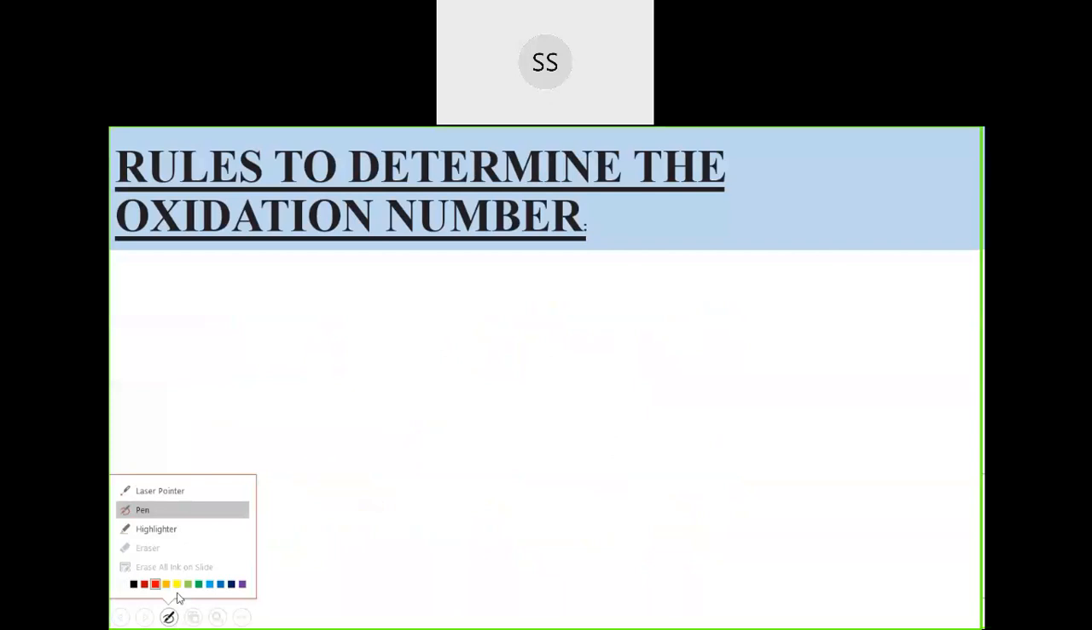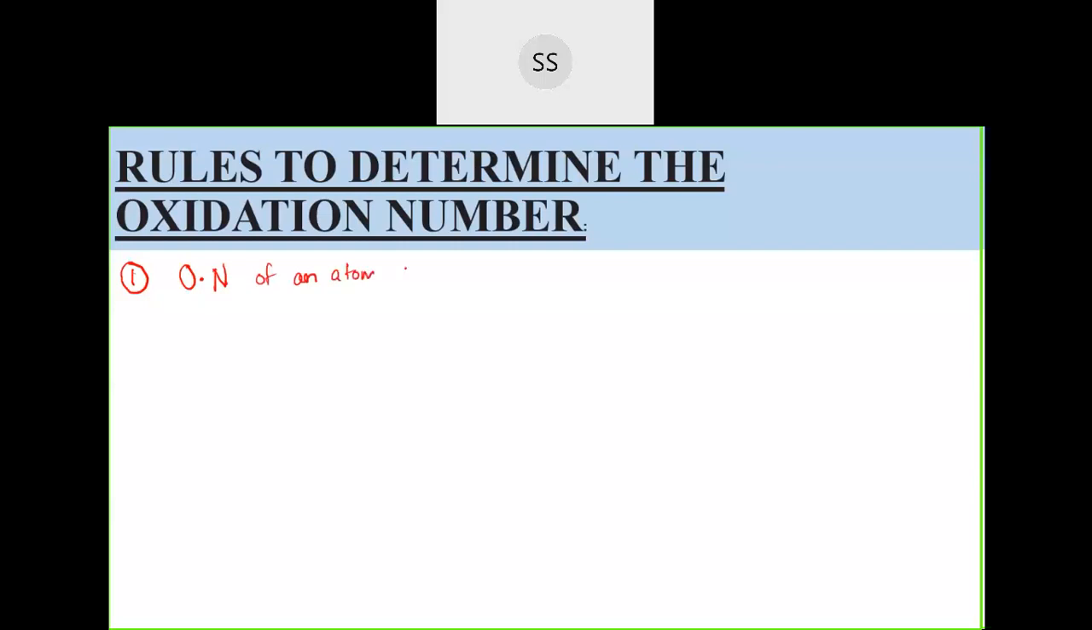Let me start with the first rule for oxidation number. The oxidation number (ON) of an atom in its elemental state, meaning the state in which it exists, is always zero. Remember, the oxidation state of an atom in its elemental state is zero.